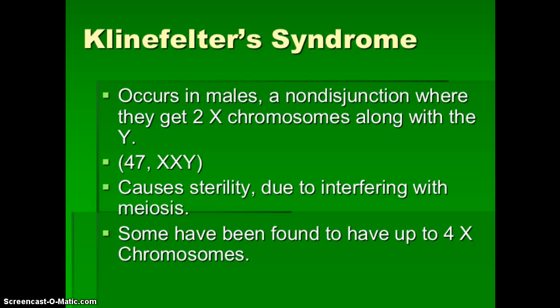Klinefelter syndrome occurs in males, and it's a non-disjunction where they get 2 X chromosomes along with a Y chromosome. So you're going to see it as a 47 and then 2 X's and a Y. Just like in the other one, it causes sterility due to interfering with meiosis, and some have actually been found to have up to 4 X chromosomes. Again, there are some issues here with the separation that's supposed to take place in meiosis. If that is not caught and fixed before the gametes separate, we can run into some issues.